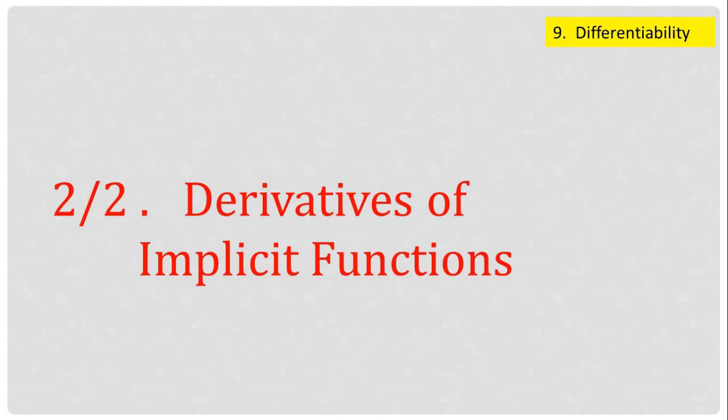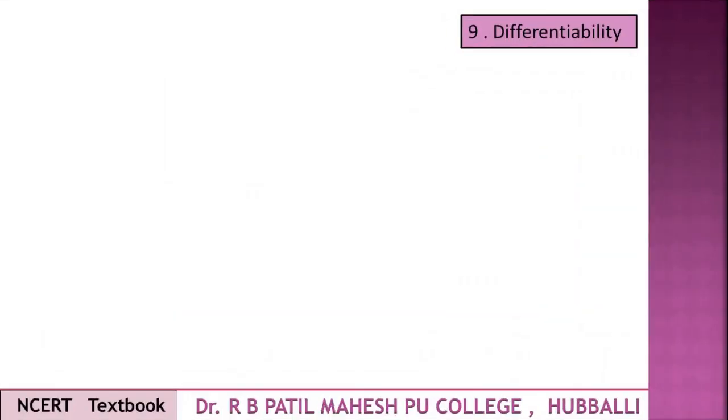So in the inverse trigonometric topic you learned the inverse trigonometric functions. Now the derivatives of these functions. Now first see the example on implicit functions.